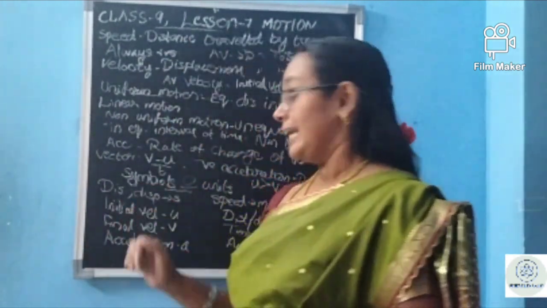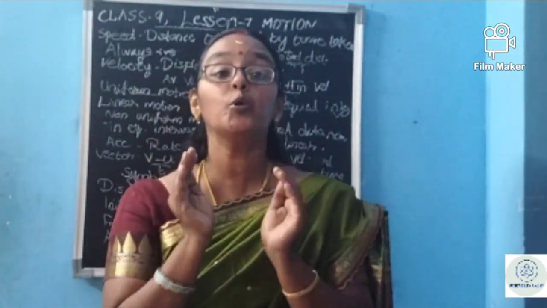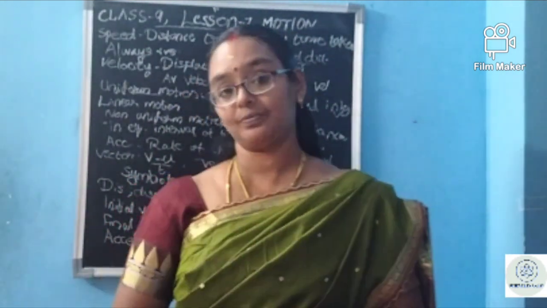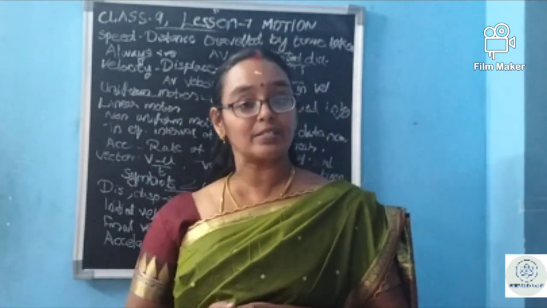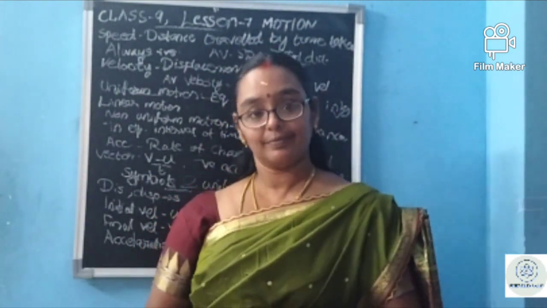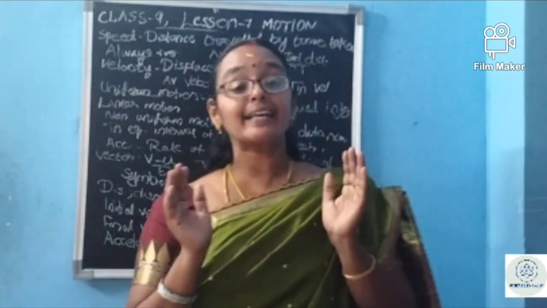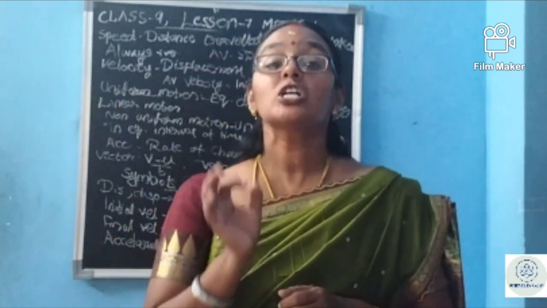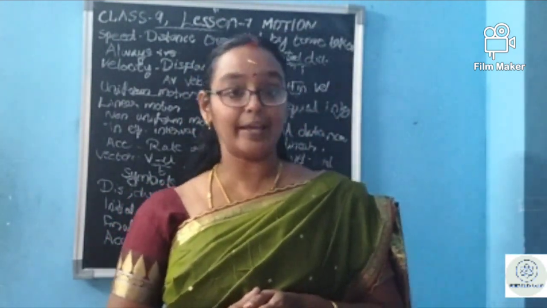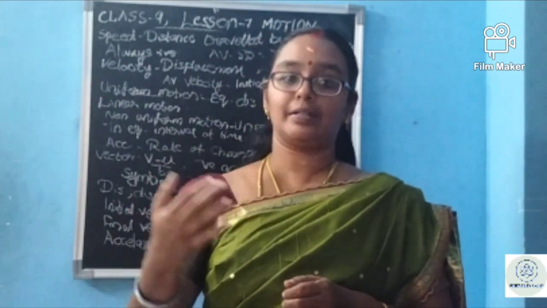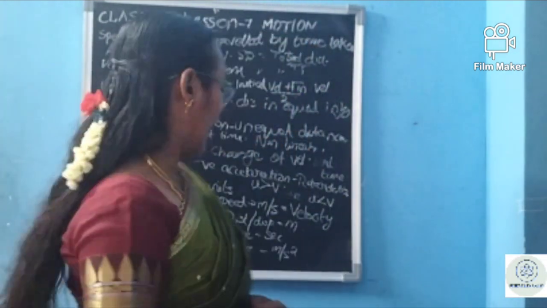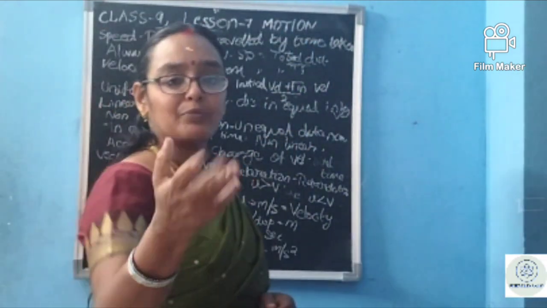Then initial velocity will always be represented as U. Final velocity will always be represented as V. Then acceleration will always be represented as small letter a. Small letter a. These are the important terms which you should know. And the units also, it's easy for you, right?